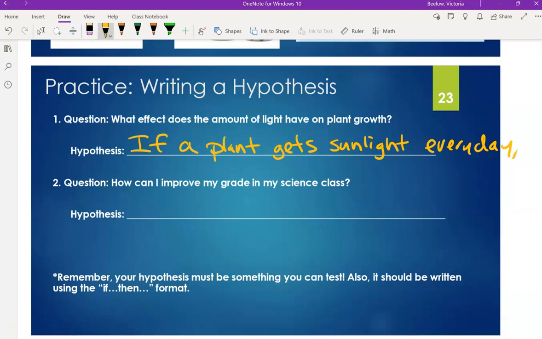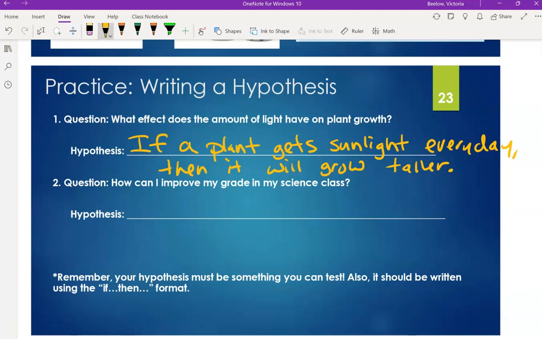But I'm just going to say if a plant gets sunlight every day, comma, then it will, I don't want to say just grow. I don't want to say grow more because that's very, again, subjective. I'm going to say grow taller. Now I'm being a little bit more specific because taller, I'm talking about height, and that is something that I can measure. All right, now we have a little bit more. So plants are a little bit easier because there's a lot of things you can control for that. People, however, that could be a little bit harder.